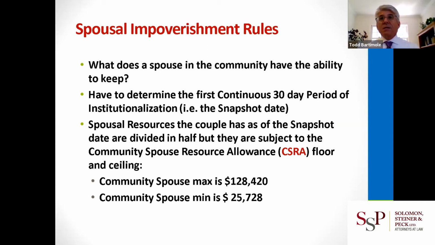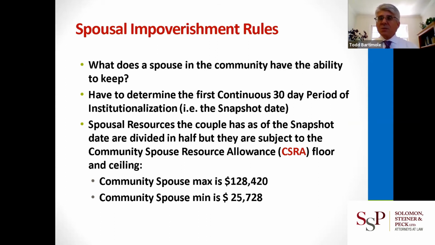So finally, Congress said, look, we got to do something about this. So we're going to put these spousal impoverishment rules into effect. We're going to basically treat a husband and wife as one economic unit. And we're going to basically split the baby in half. The husband can keep half, the wife can keep half. If the husband goes in the nursing home, he has to spend his half down.